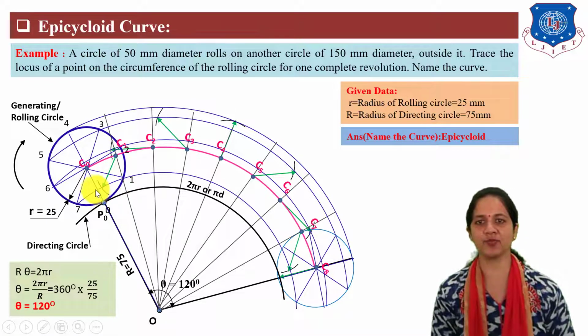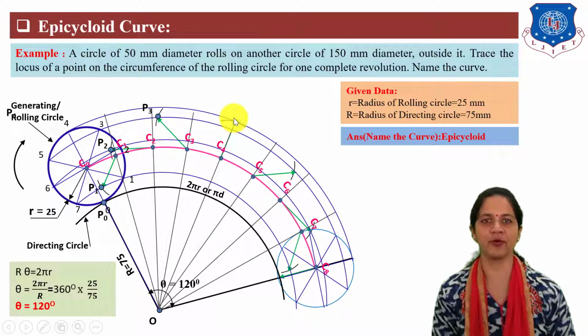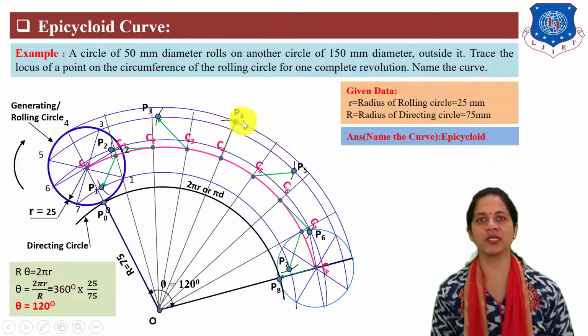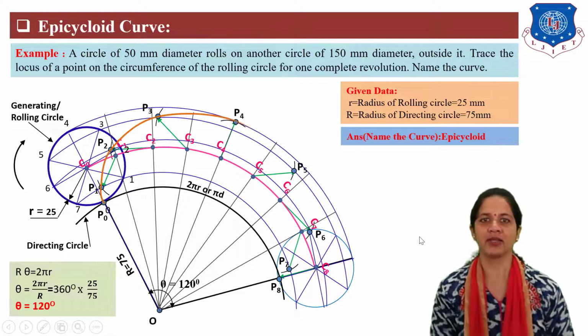Mark the locus points here as P1, P2, P3, P4, P5, P6, P7 and P8. Join all these locus points freehand in the form of a curve. So, this is the epicycloid.